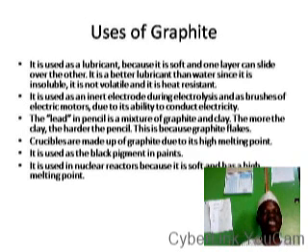Also, because graphite has a high melting point, it is used in making crucibles, the crucibles we use in the laboratory. And because of its color, it is used in making black pigments in paints. Especially when you want to make black paints, graphite will come in handy.